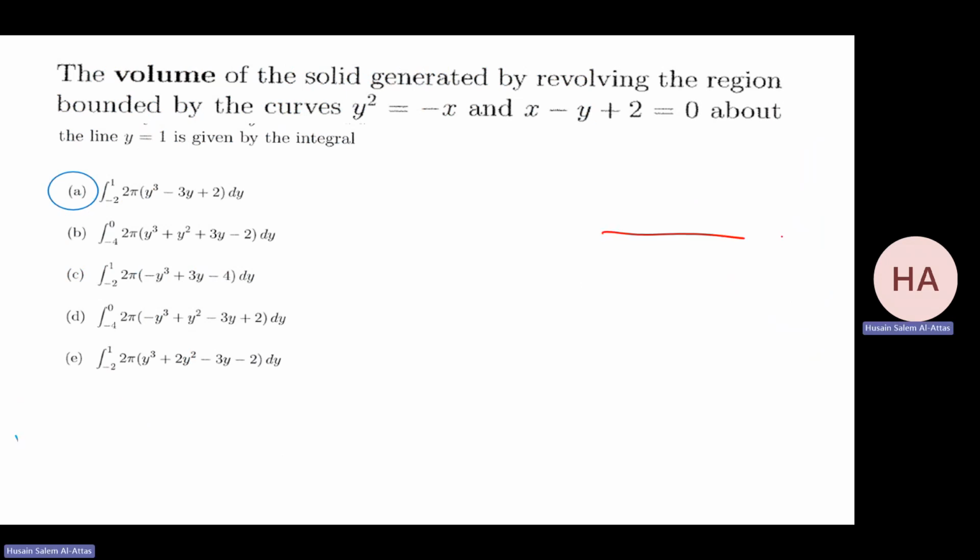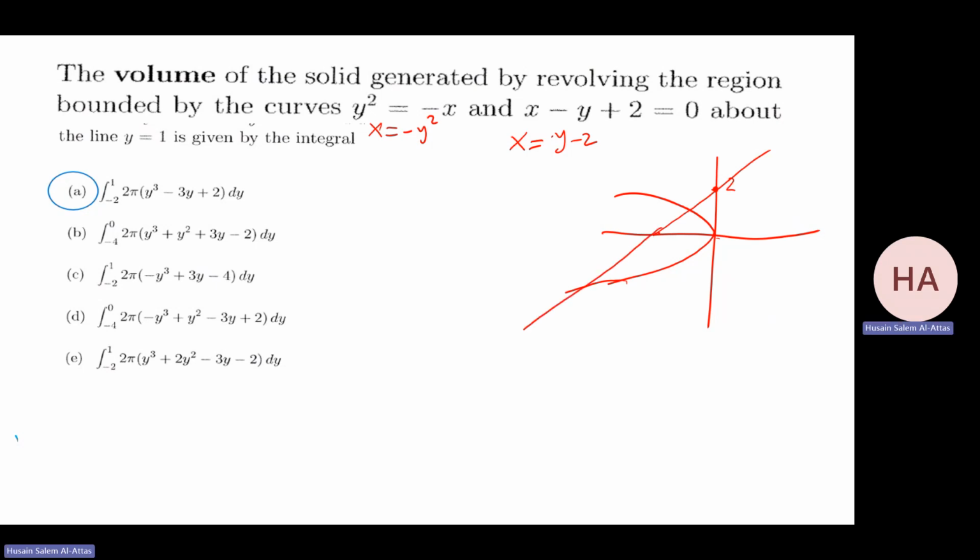This one, x equals minus y squared, is this parabola that opens to the left. And they have this line, which I wrote in terms of y: x equals y minus 2. At y equals 2, x will be 0, and if y equals 0, x will be minus 2. Something like this, so that will be my line.